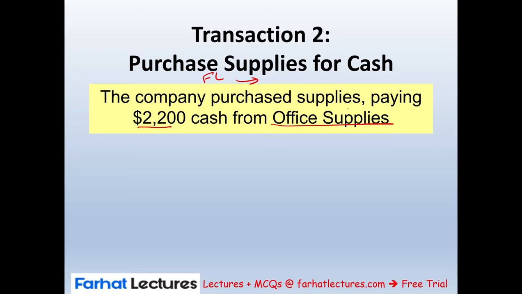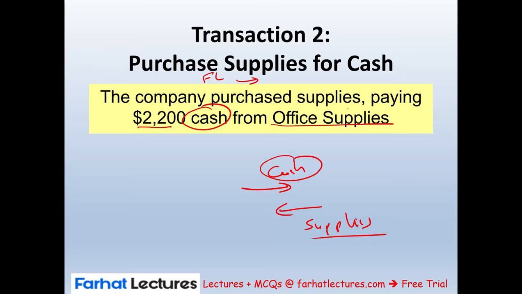Which accounts are involved? Well, I see the word cash. Cash is involved. What did I buy? Well, I gave out cash, right? What did I get in return? I got supplies. So the other account that's involved is supplies. Cash and supplies. Classify cash. Cash is an asset. Classify supplies. Supplies is an asset. So I exchange one asset called cash with another asset called supplies.